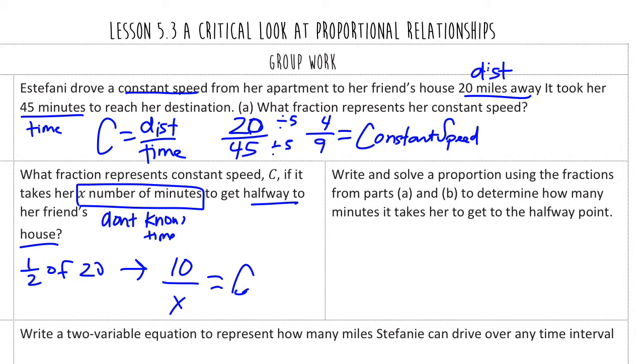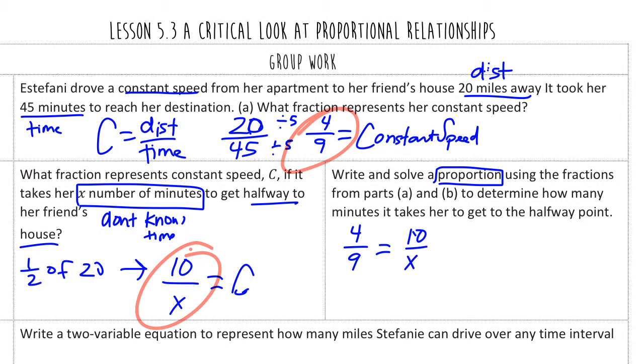It says write and solve a proportion. We know a proportion is when we set two equivalent fractions equal to each other, even if they look different, using the fractions from part A and part B. So let's look at the fractions we got from part A. There it is. And from part B. There it is. We're going to set these two equal to each other. So we got 4 over 9 is the same as 10 over x. We're going to solve this. The way we solve this: cross multiplication, then division.